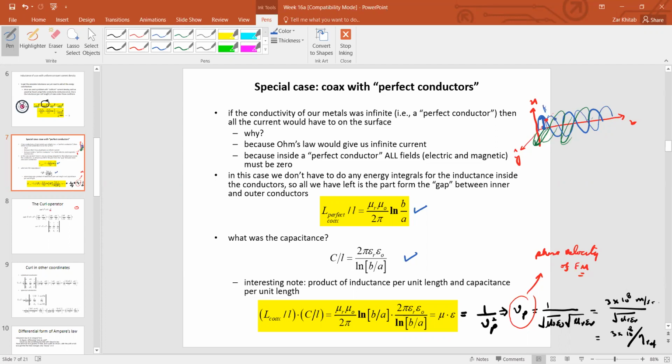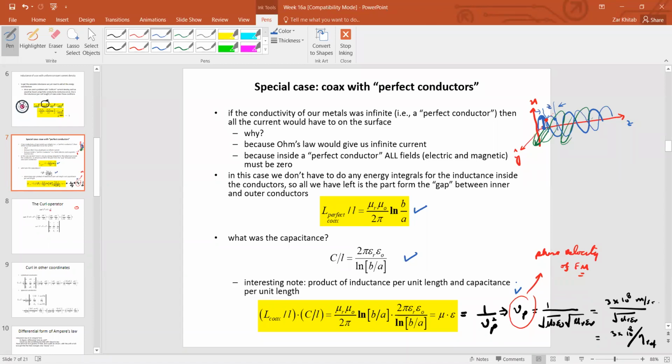So how much distance is covered? How much distance is covered by this point of the phase? How much distance is covered in the z direction? And in what time? That will give you the phase velocity. And that phase velocity is here.